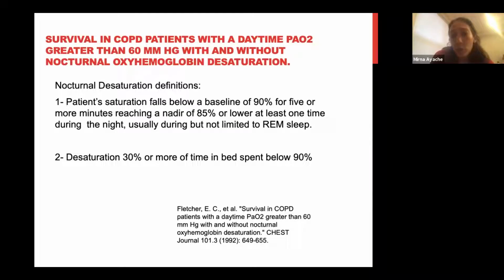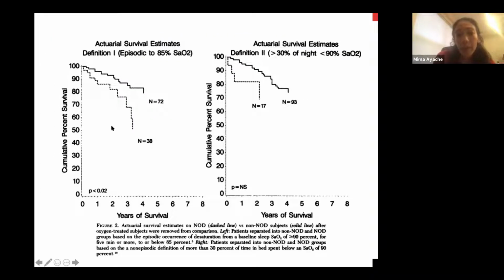They defined nocturnal desaturation as one of two definitions. The first one is that you drop for 5 minutes or more below 90% and reach at least 85% at least one time during sleep. And the second definition was 30% or more of time in bed spent below 90%. And they found worse mortality, reduced survival in those who desaturated for 5 minutes or more to a nadir of 85. And this was statistically significant here. The other definition, they did not find a statistically significant difference.